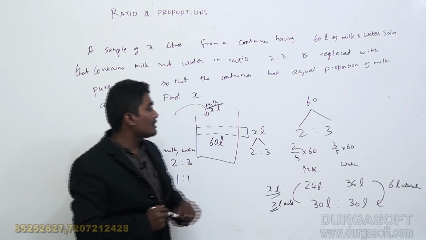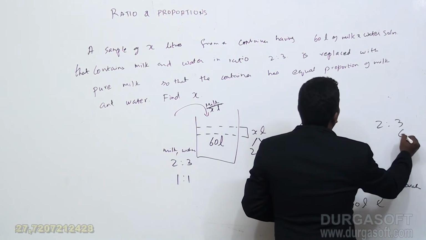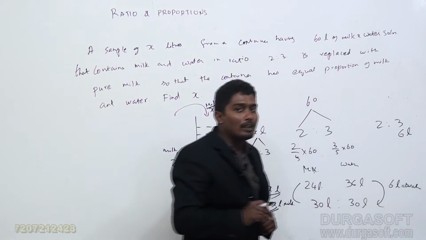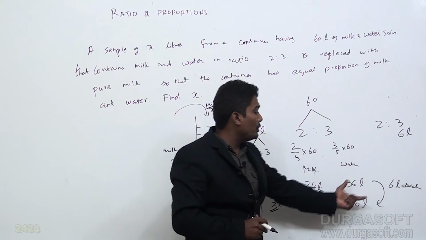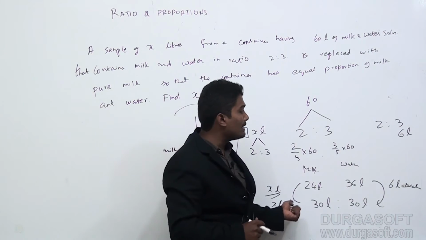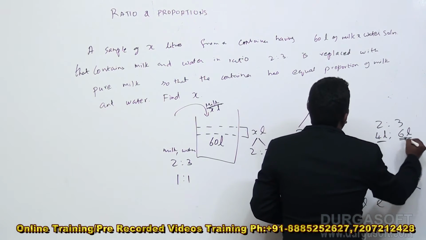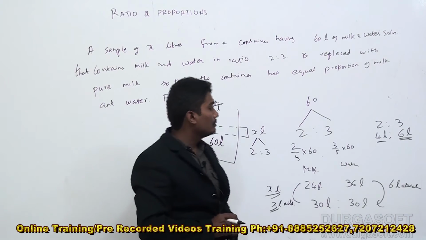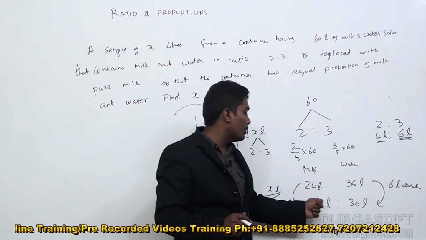If I remove 6 liters of water, I know that milk and water are in ratio 2:3, so I will also remove 4 liters of milk. So I am removing 10 liters of the solution, in which the milk is 4 liters and water is 6 liters. After removing this, I will have 20 liters of milk and 30 liters of water.